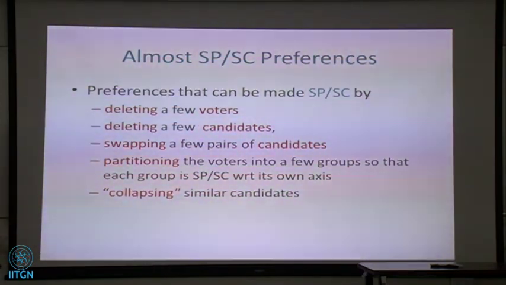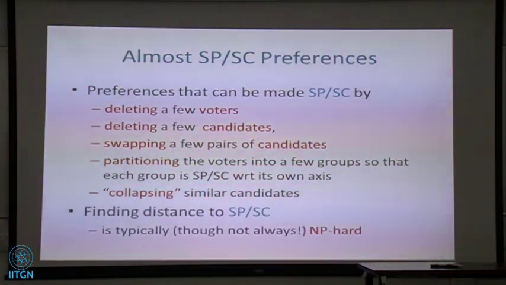So collapsing similar candidates, right? This is something that is known as clones. Maybe some political party decides to run 2, 3 candidates in the election, and from the voters' point of view, they all represent this party, they're indistinguishable. So voters order them randomly, and random may actually break the single peaked order, right? But still, maybe it's fundamentally single peaked.